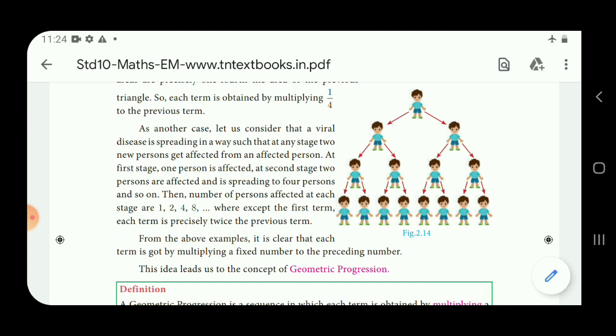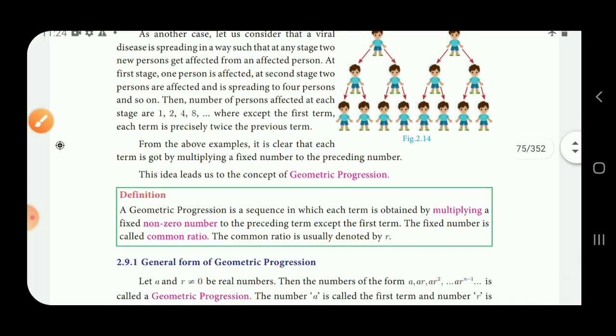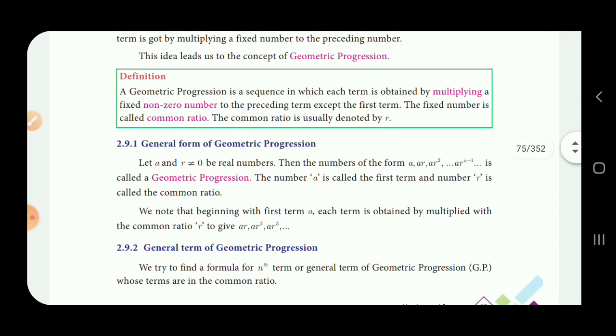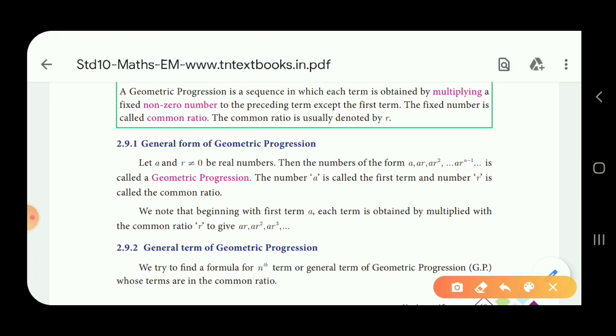Now we can see from the above examples that each term is got by multiplying a fixed number to the preceding term. Now let us see the definitions.